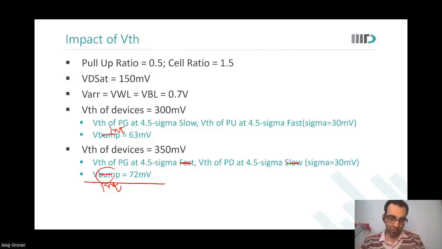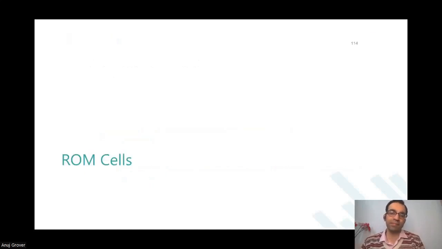Part of today's session is ROM cells. So we talked about ROM cells earlier. What was one thing that we established for the ROM cells when we were discussing them earlier? So we were using different kinds of layers, like the diffusion or the metal or the via, to program them. And what did we establish?